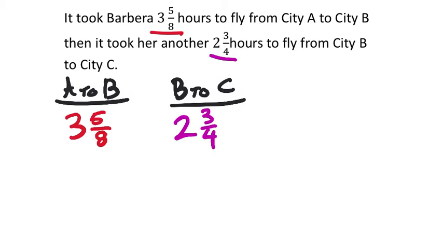Now, it's asking how long it took overall. I know it doesn't say that, but it should. Okay, so we're going to add these two together. That's going to tell us how long it took her to get from city A to city B to city C, or just how long she was flying in total. It can be phrased either way, by the way, on this assignment.